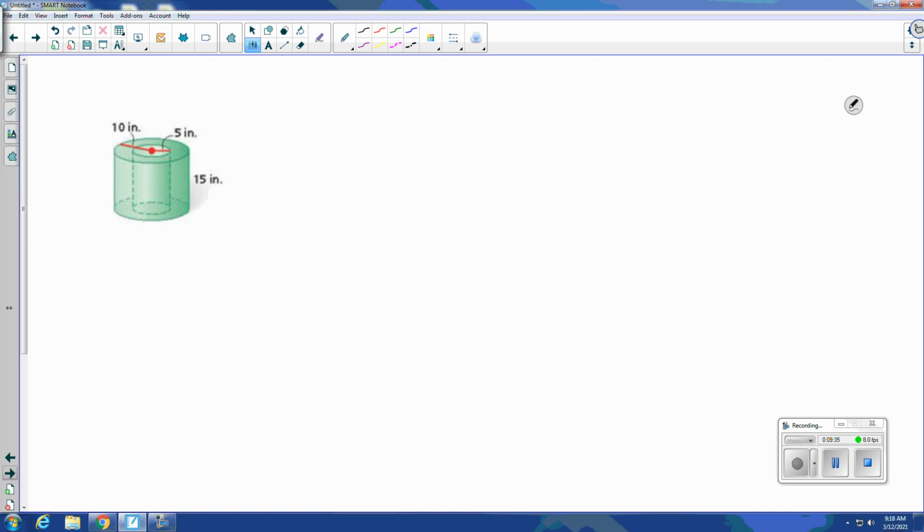So if we're going to do volume here, we're going to do volume of the composite figure should equal volume of, we'll do cylinder sub B for the big cylinder, and then we'll do minus the volume of cylinder sub S for the small one. So let's do the big cylinder. So volume of cylinder.